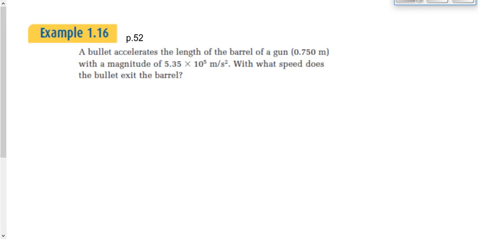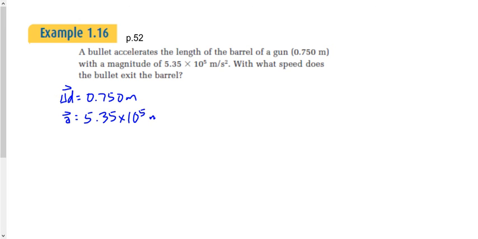What's the speed at which the bullet exits the barrel? We're going to say that the length of the barrel is 0.750, or we'll make that the displacement because that's how far the bullet travels while in the barrel while it's accelerating. The acceleration itself is 5.35 times 10 to the 5. It's positive because the bullet's speeding up through the barrel of the gun. Looking for the speed of the bullet when it leaves, looking for VF. Anything else we have to read between the lines? Yeah. Good. VI is 0 because this bullet will start at rest inside the gun. This one's going to be easier, I think.